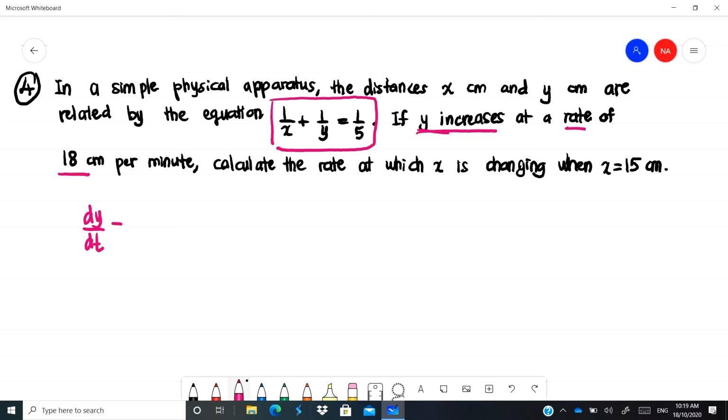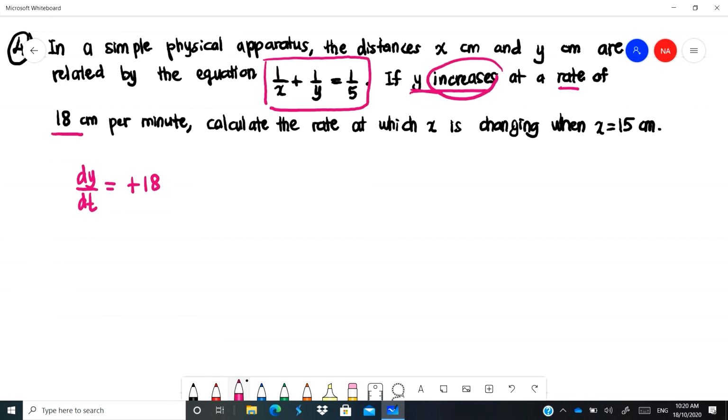So it is given by 18, since it increases, so it will be positive 18. All right, so calculate the rate at which x is changing. So we want to find dx over dt when x is actually 15.